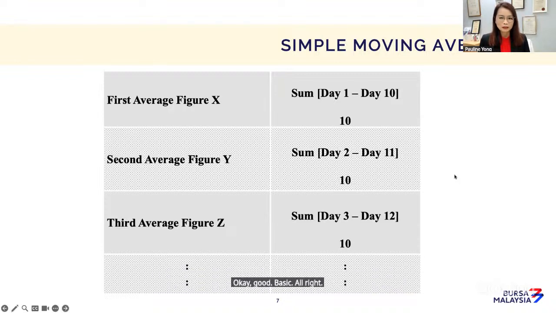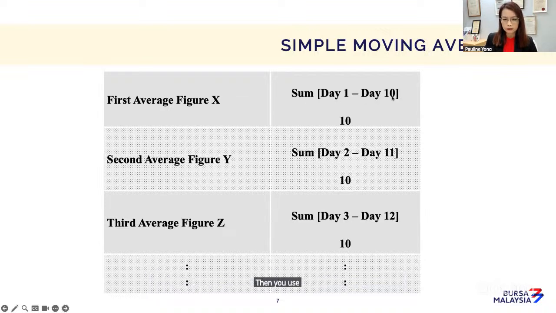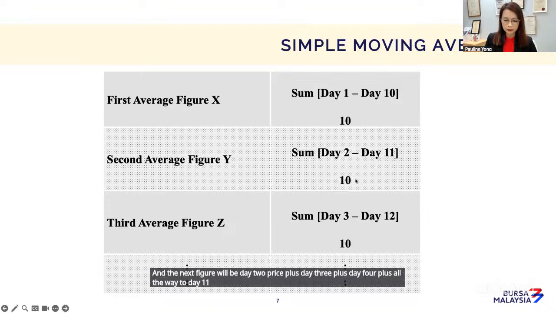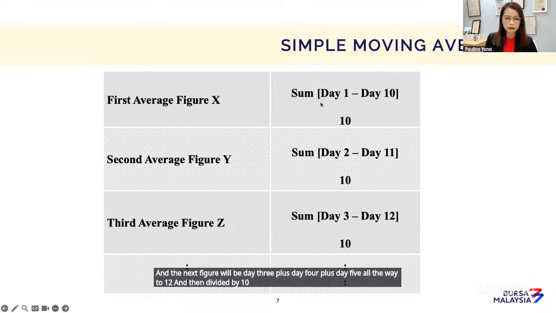So the first moving average is called the simple moving average. It is really simple. It's just using the average, the sum divided by the number of days. For example, if you are looking for a 10-day moving average, then you use day 1 until day 10 prices, then divide by 10. The next figure will be day 2 plus day 3 plus day 4 all the way to day 11, then divided by 10. And the next figure will be day 3 plus day 4 plus day 5 all the way to day 12, and then divided by 10. So you are actually getting the average price each time, and then you form a line, and that line is called the simple moving average line.